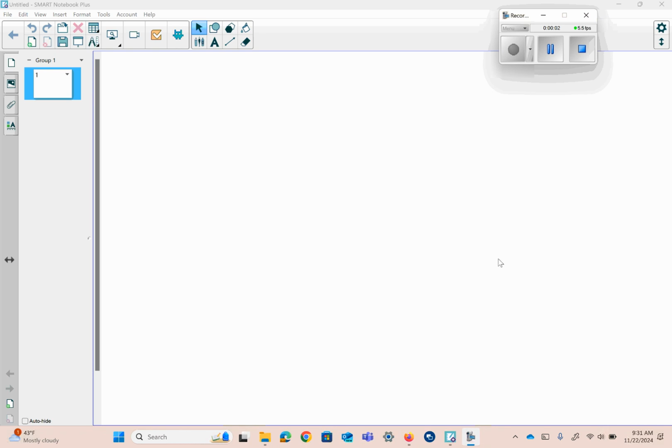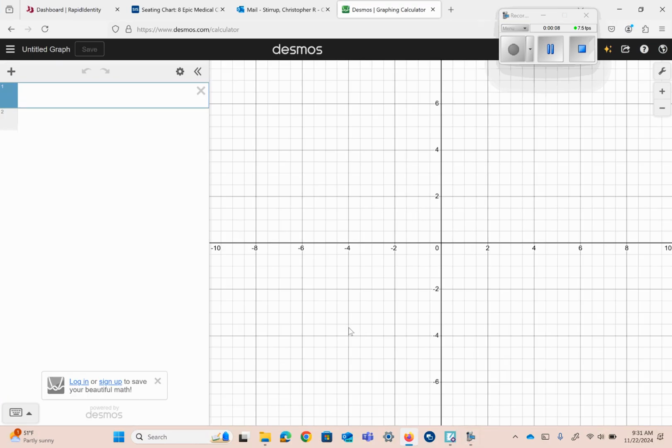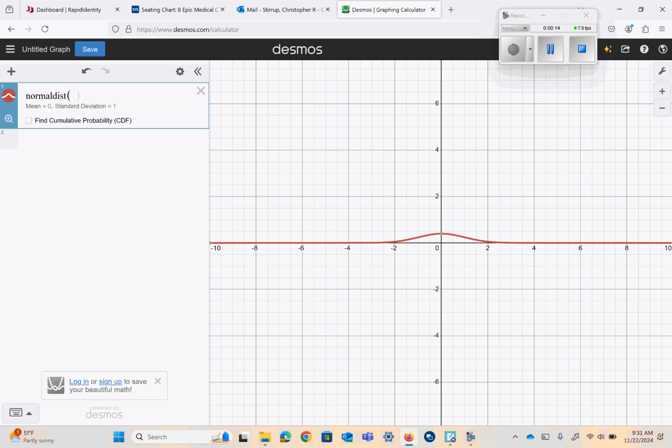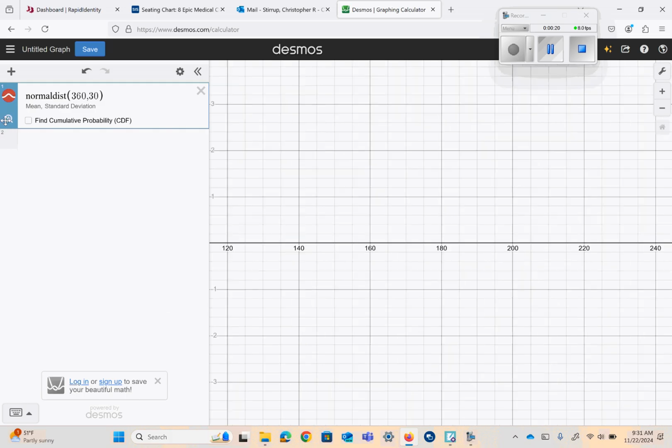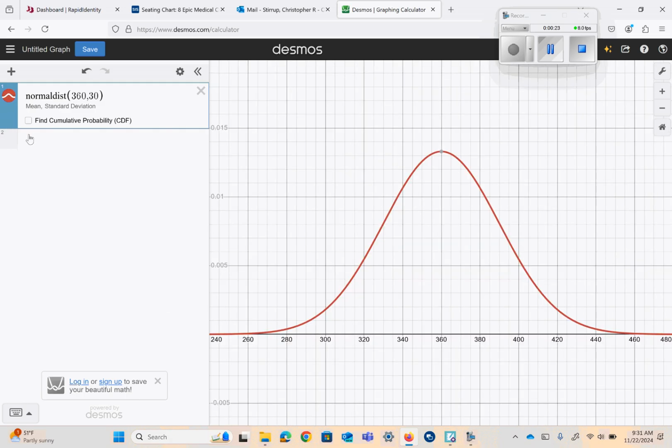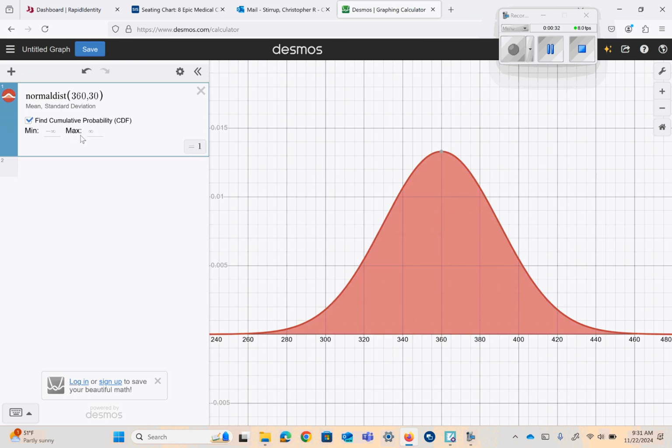All right. So, on Desmos, normal dist, 360/30. So we're all there, right? All right. So then we did hit the little square. We did this to be 400. That make sense? Cool. All right. Everyone feel comfortable with that type of answer?